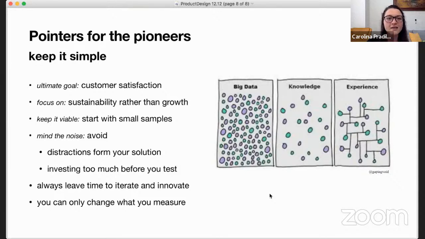So going back to that, some of the pointers that I think are very simple, but very big changers for me, is the ultimate goal is customer satisfaction.